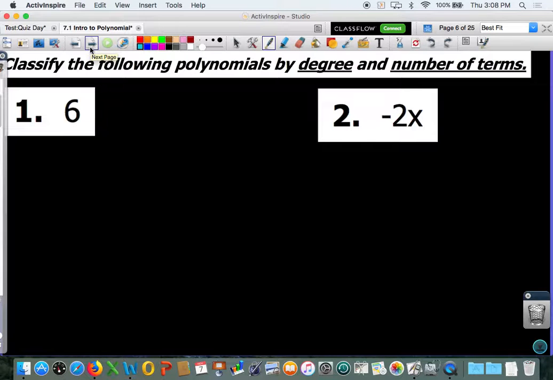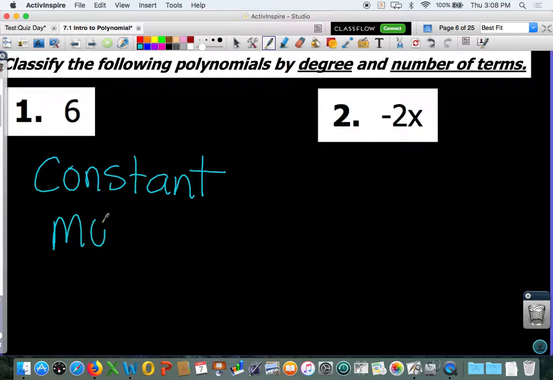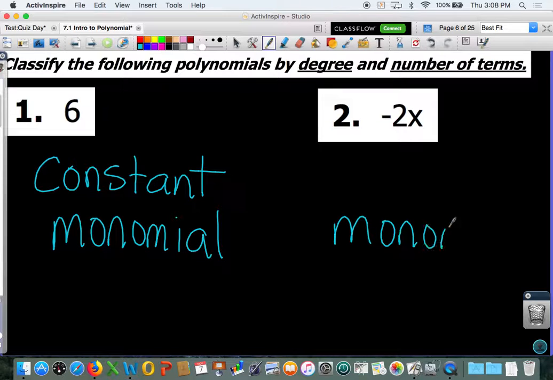So for example, number 1, 6. It's a constant. It has 0 variables in it. It has a degree of 0. It's a constant. It's also only one number, so it is a monomial. Well, negative 2x over here is also one term, so it is a monomial as well. However, it's got a variable on it with a value of 1, and that is the highest number in this entire problem, so it is linear.